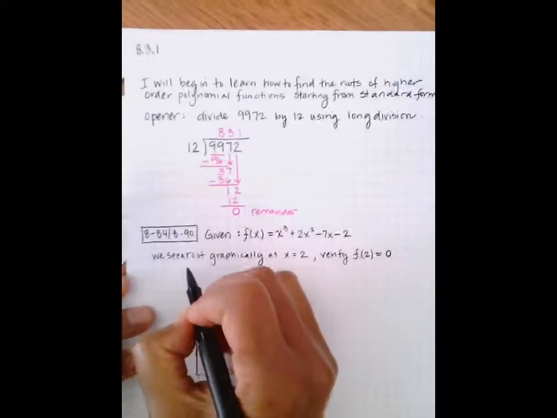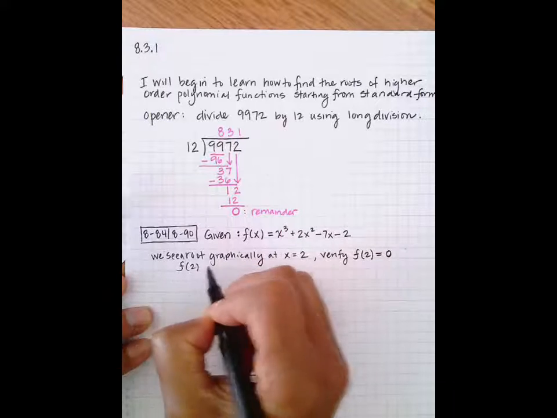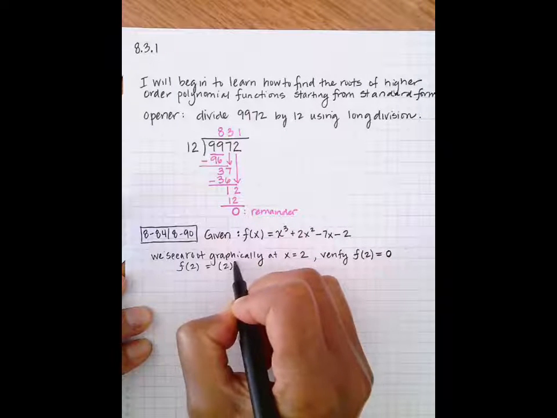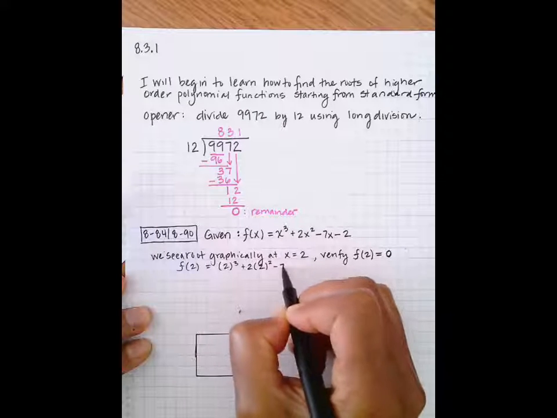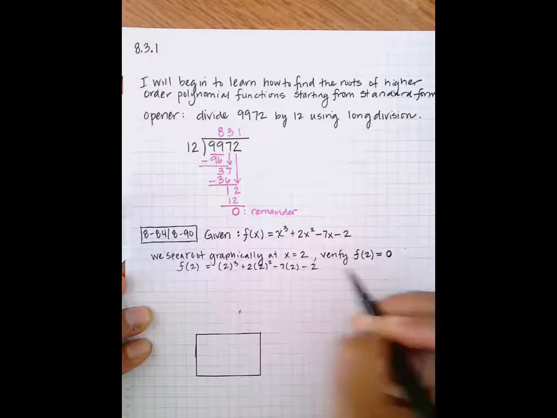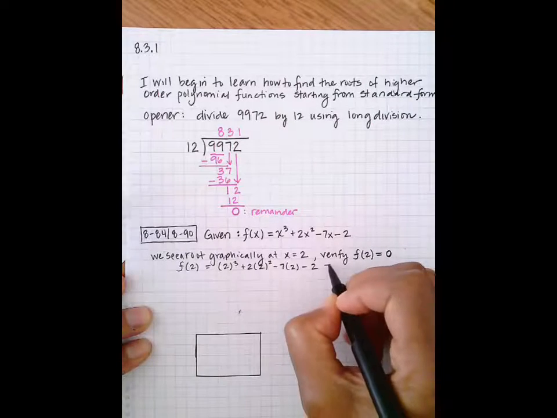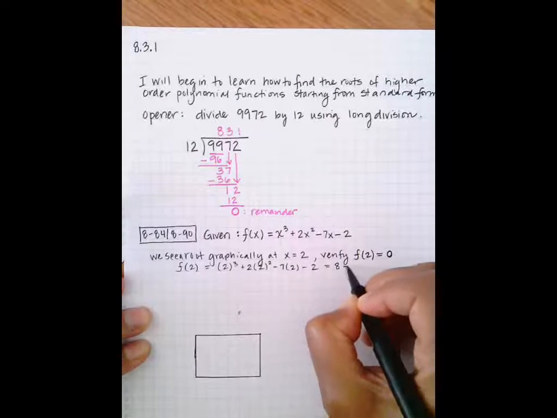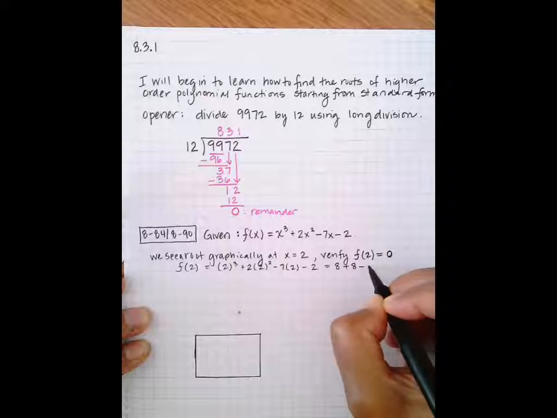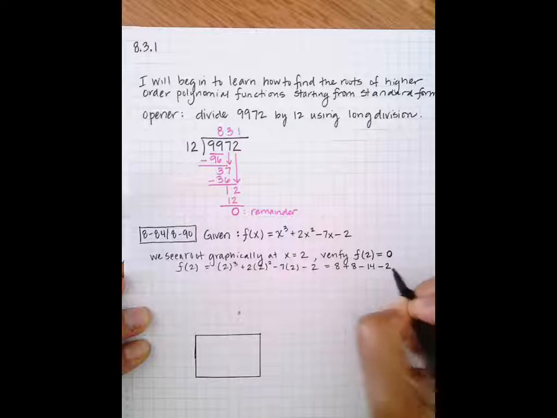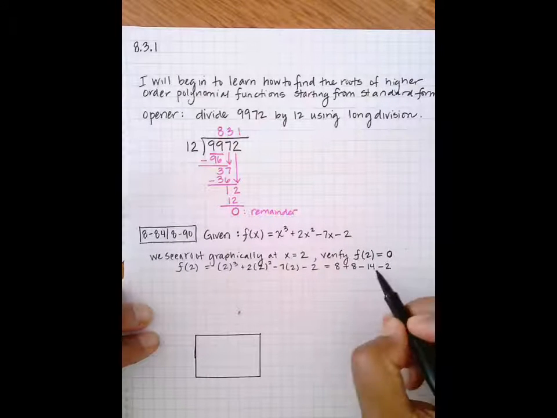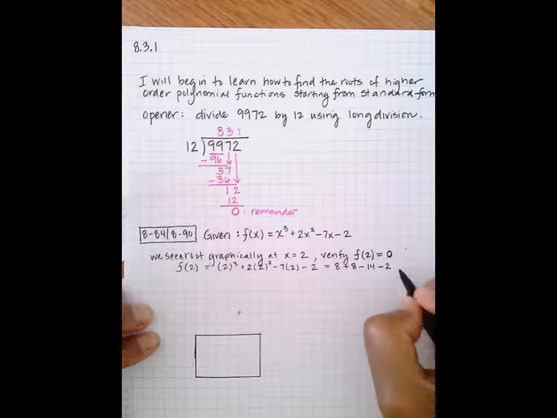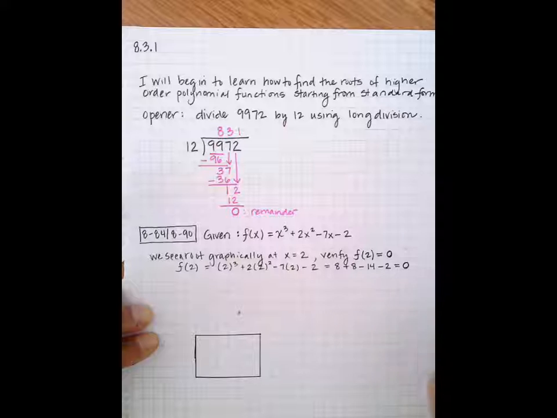And so if I did that checking, f of 2 would equal 2 cubed plus 2 times 2 squared minus 7 times 2 minus 2. Now simplifying this is the same thing as 8 plus 8 minus 14 minus 2. And I hope that you can see the 8 and the 8, that would add to 16, and then the negative 14 and the negative 2, negative 16. So this does, in fact, equal 0. Therefore, this is really a root.